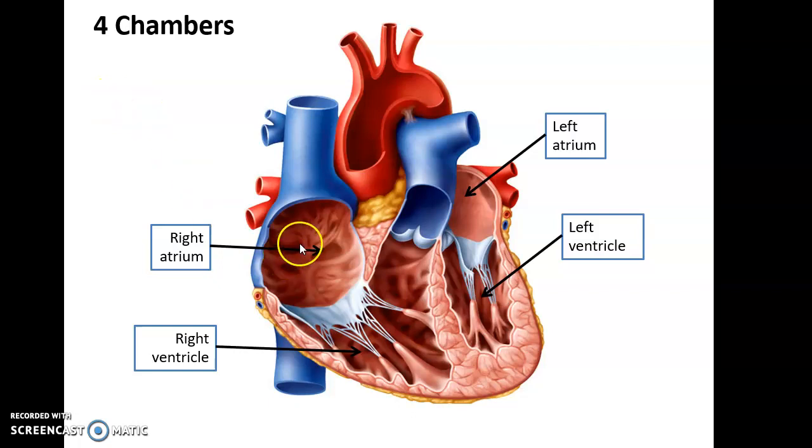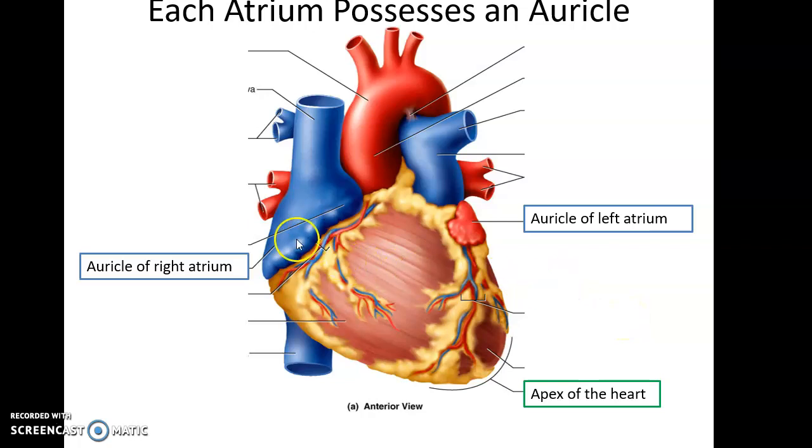So the heart has four chambers: the right atrium, the right ventricle forming the right pump, and the left atrium and left ventricle forming the left pump. Each atrium has associated with it a little extra flap of tissue called the auricle. So you have the auricle for the right atrium, the auricle for the left atrium. They increase the volume of the atria, and they look kind of like dog ears to some scientists, so that's why they're called auricles. The point of the heart is referred to as the apex, so that would be the apex of the heart.